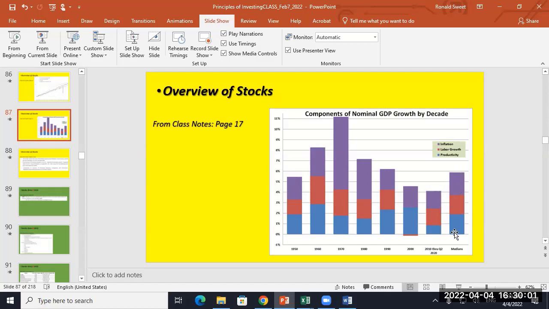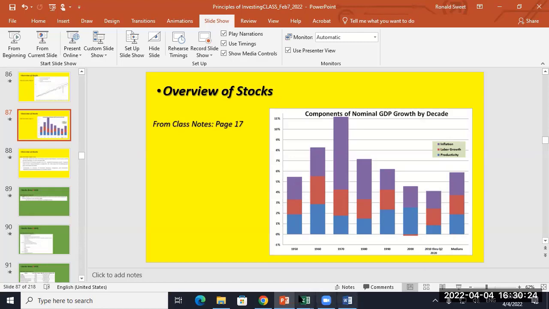So our economy has grown about 6% the last several decades, almost perfectly evenly split between productivity, labor, and inflation. Just amazingly how evenly split. I use medians and not averages because if I used averages, the 70s would have really skewed the inflation number. So those are the medians. But yeah, our economy, 4 to 6% growth.